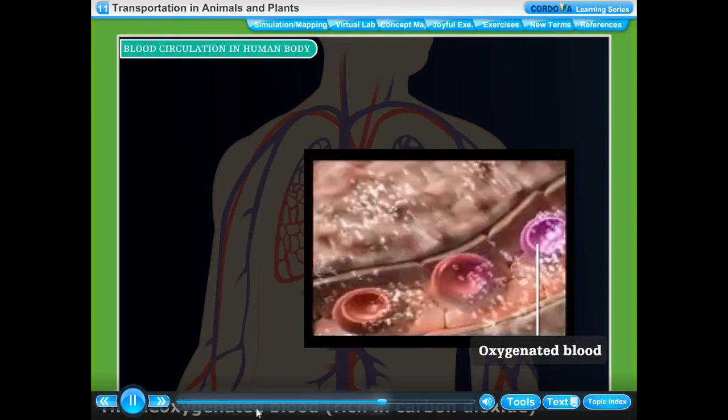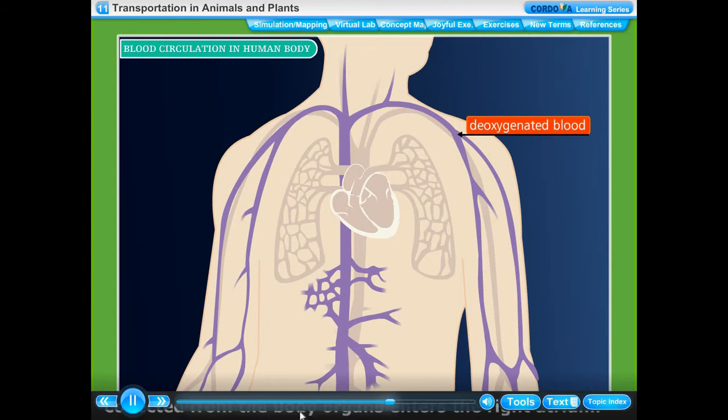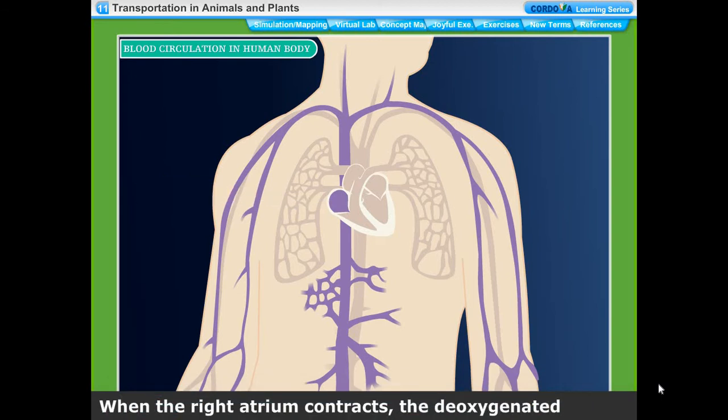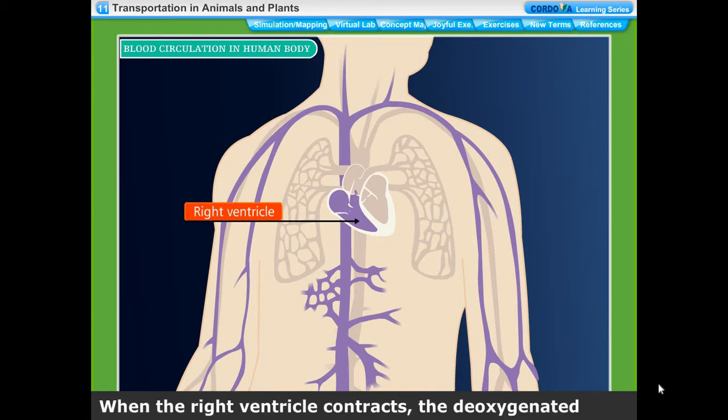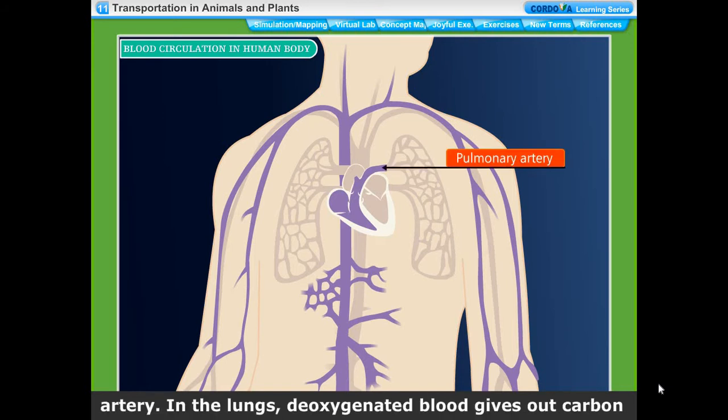The deoxygenated blood, rich in carbon dioxide, collected from the body organs, enters the right atrium. When the right atrium contracts, the deoxygenated blood is pushed into the right ventricle. When the right ventricle contracts, the deoxygenated blood is pumped into the lungs through the pulmonary artery.